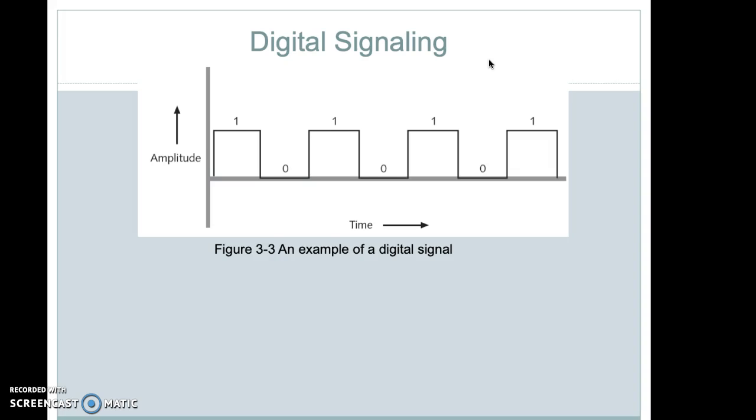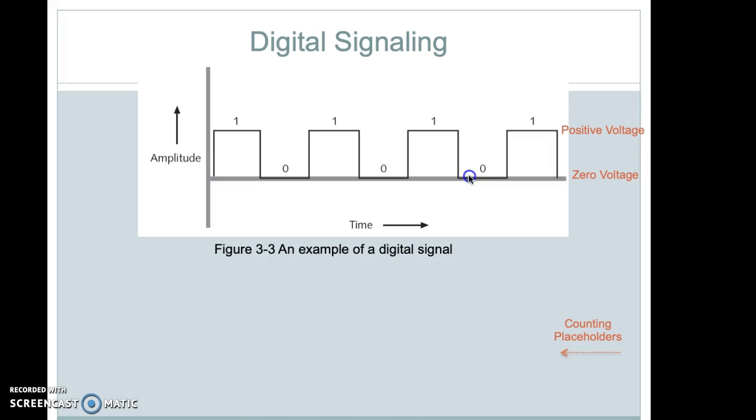Okay, digital signaling. Something you also need to know is that with digital signaling, amplitude would be a 0 or 1. It's on or it's off. So analog signaling is considerably different than digital. Positive voltage is on, 0 voltage is off.